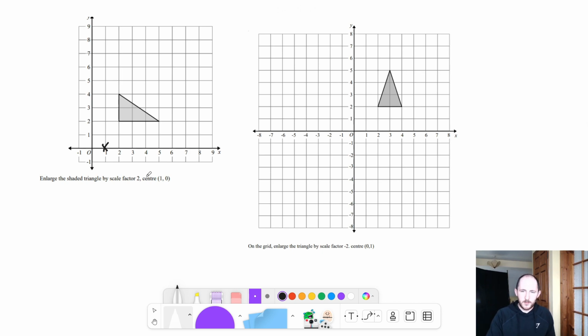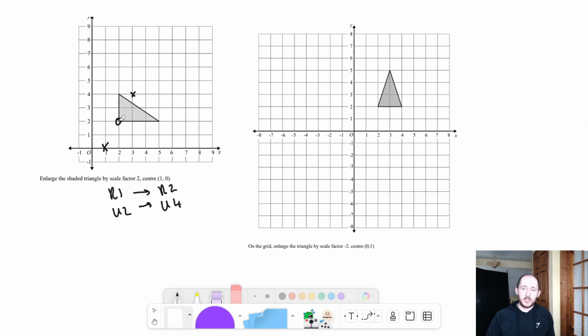So if I look at this first point over here, I go to the right once and I go 2 up, right? So right once, up 2. Now because it's a scale factor of 2, I'm going to times both of those by 2. So I'm going to go to the right twice, and I'm going to go up 4. So I go 1, 2, 1, 2, 3, 4. So now that point there that I've highlighted is actually up here.